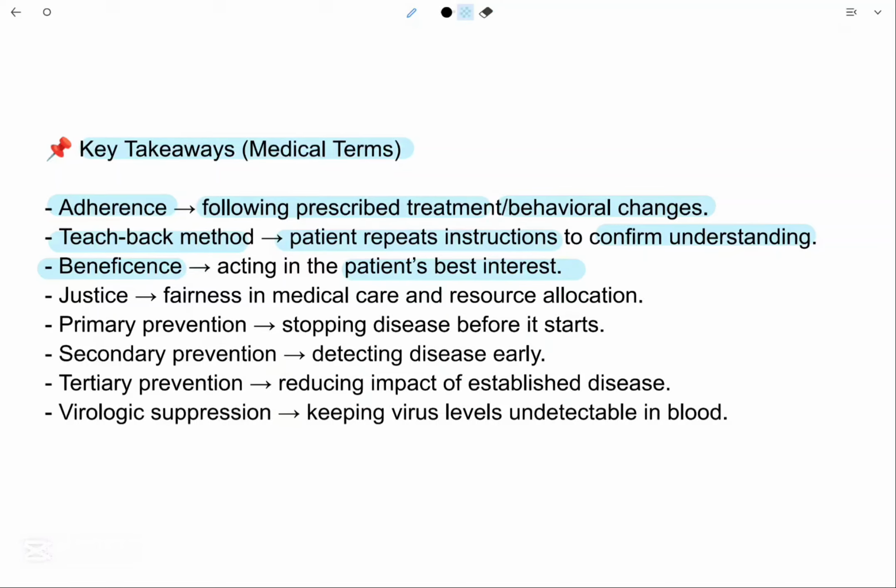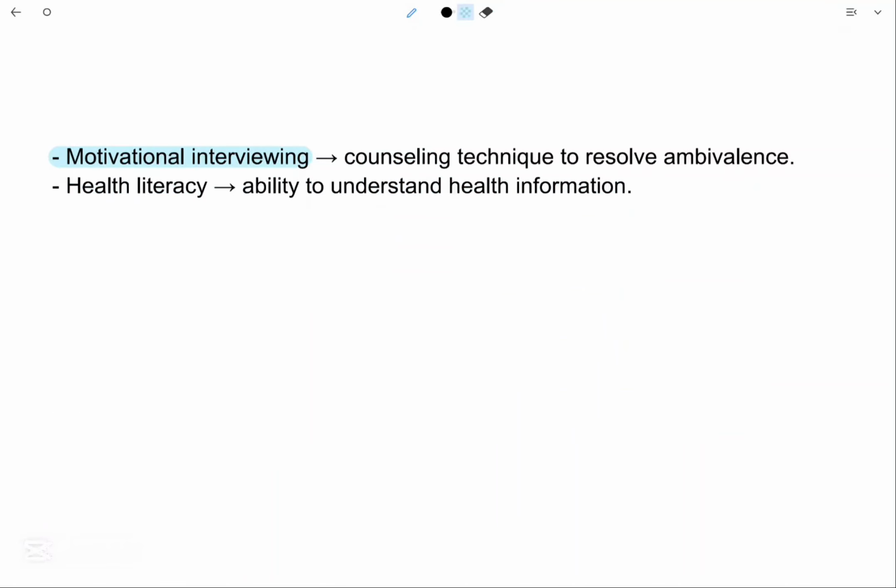Justice: fairness in medical care and resource allocation. Primary prevention: stopping disease before it starts. Secondary prevention: detecting disease early. Tertiary prevention: reducing the impact of established disease. So in tertiary prevention, the disease is established and we reduce its impact. Virological suppression: keeping virus levels undetectable in blood. Motivational interviewing: a counseling technique to resolve ambivalence. Health literacy: the ability to understand health information.